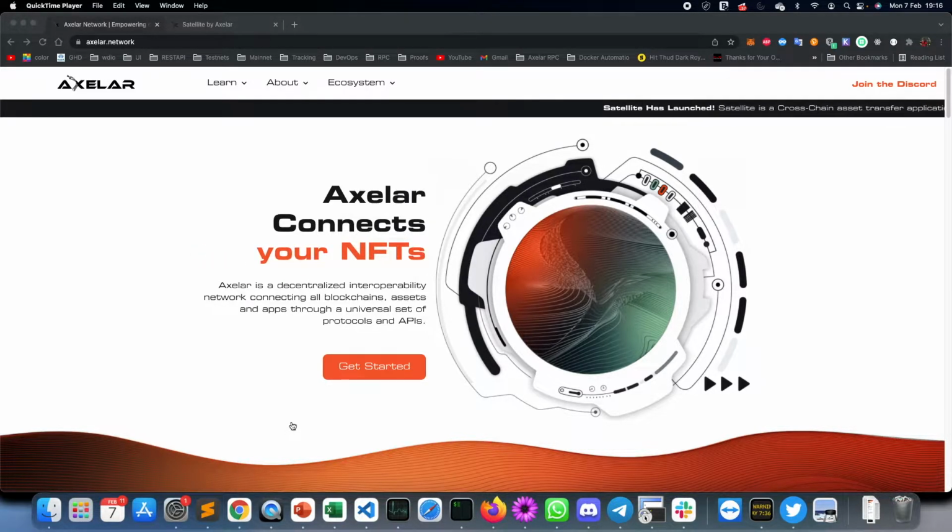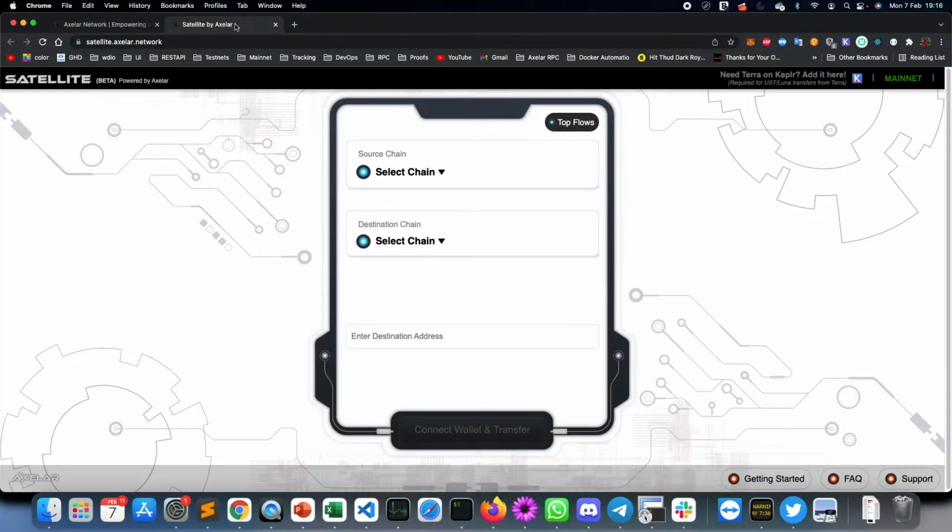Developers can build on top of Axelar network. One such example that we have in beta right now is the satellite application, which is developed by the Axelar team. Down the line, you can expect quite a lot of applications built on top of it.